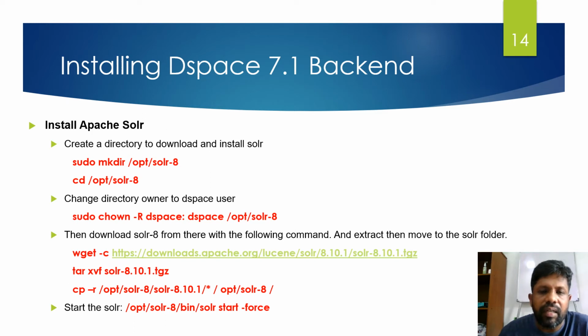Then you can install Apache Solr. This is a quick difference from the earlier version. You can install it in several ways. You can download the Solr file, extract it, and move it to the OPT folder, which is what I am using. You can also use your own location in your system.